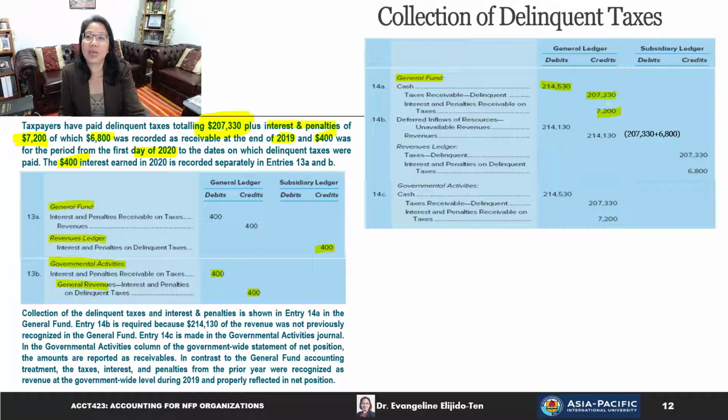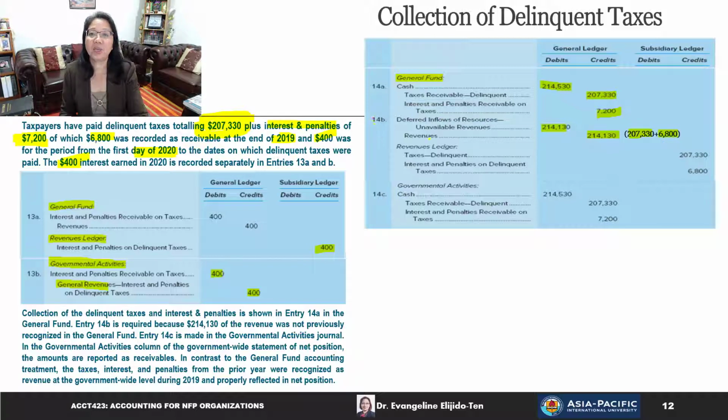We will also need to debit the deferred inflows of resources from unavailable revenues, 214,130, and credit revenues for 214,130. And you might ask, where did we get this from? This is actually the total of 207,330, that was the delinquent taxes paid, and the 6,800 interest for the previous year.